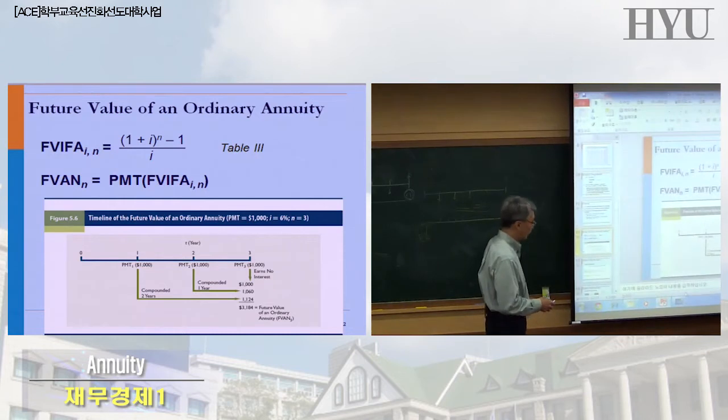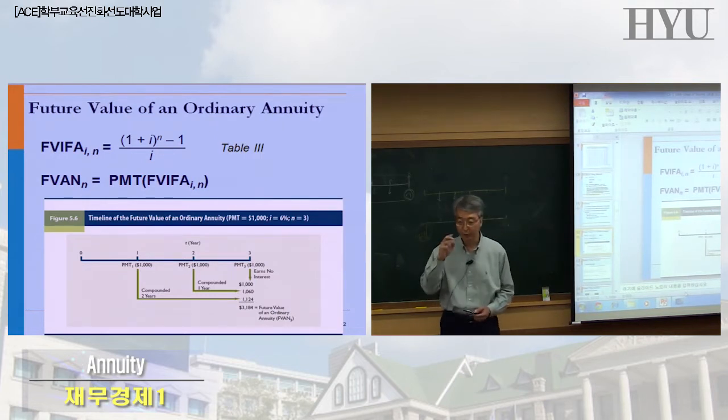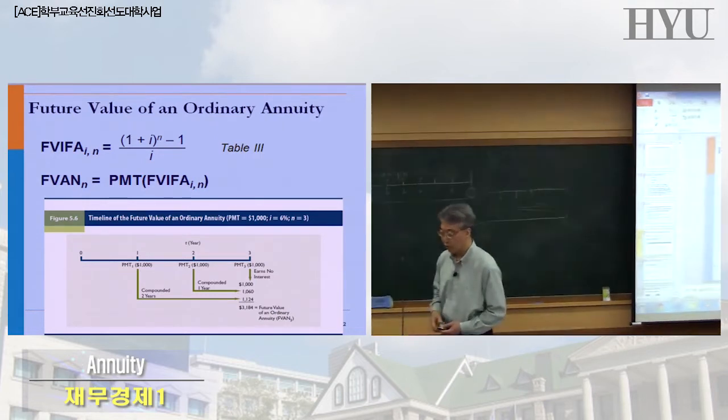Now, here's a simplified illustration. We have a 3-period annuity. You make a deposit of 1,000 here and 1,000 here, and at the end of the third period you make another deposit of 1,000. What will be the total value? Well, you can calculate the future value of this initial deposit, because that's going to earn interest for 2 years. So we're talking about compound interest for 2 years.